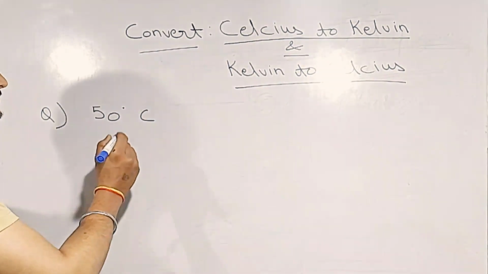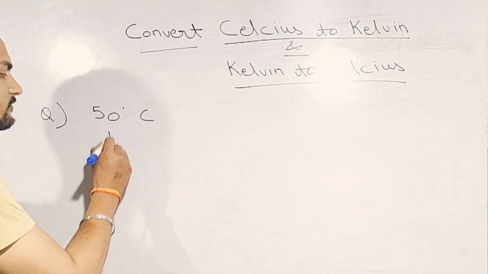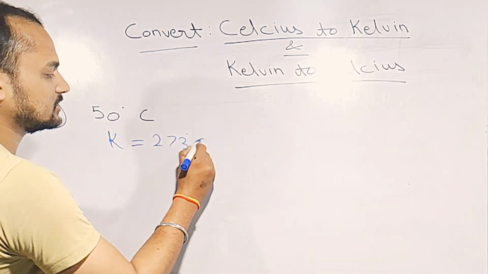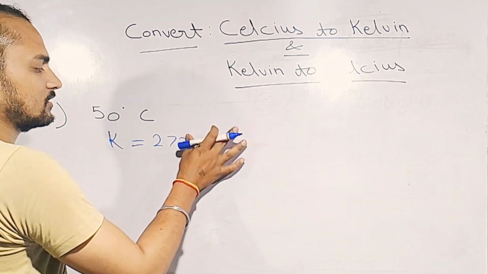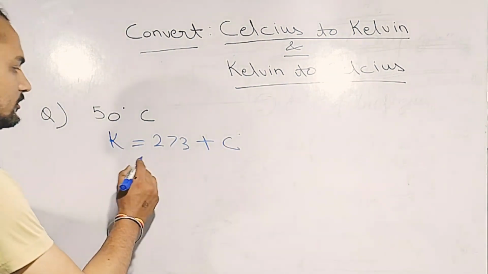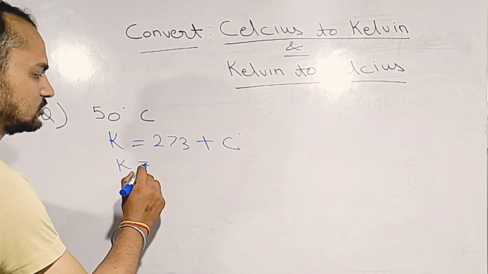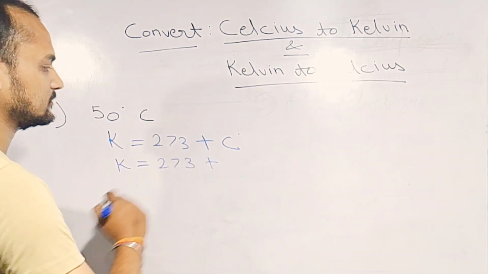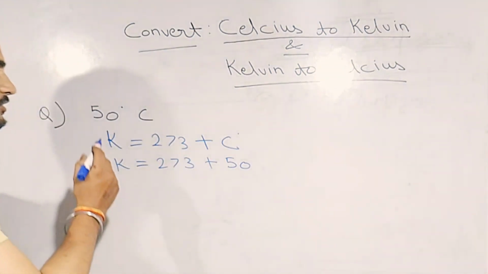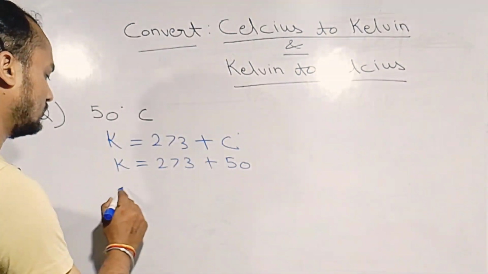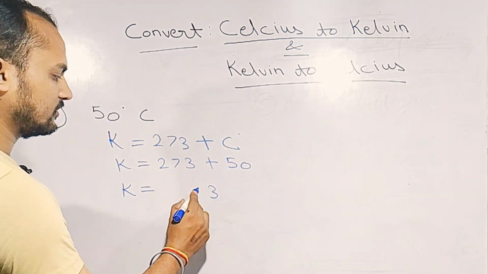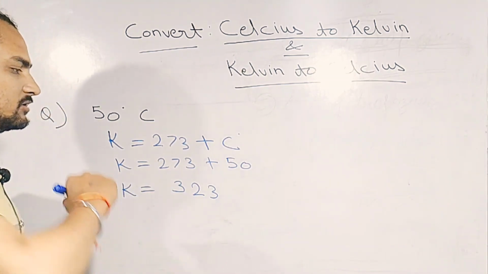Let's see. First of all, we are taking the formula: Kelvin is equal to 273 plus Celsius. So Kelvin is equal to 273 plus, in the place of Celsius we will put 50, because the value of Celsius is 50 degrees. Now Kelvin is equal to, we will add it, 3 plus 0 is 3, 7 plus 5 is 12, and this will be 323.